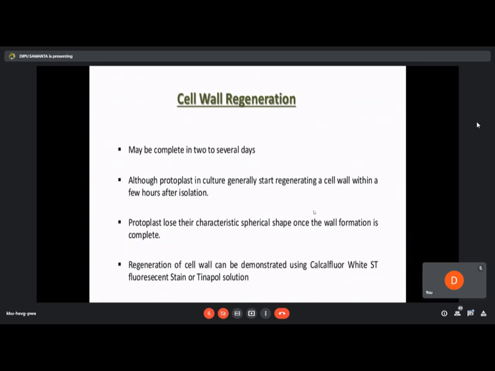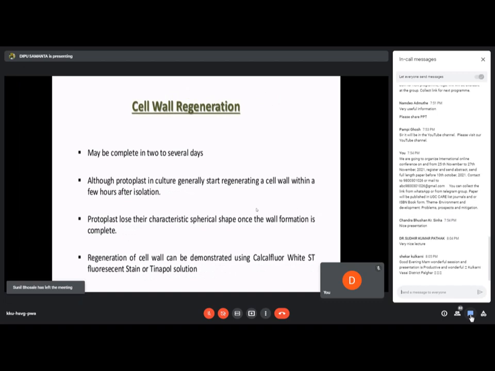Okay, now, cell wall regeneration is another important aspect for the plant protoplast. We can find the use of calcofluor white, propidium iodide, etc. Different stains can be used for visualizing the cell wall formation.